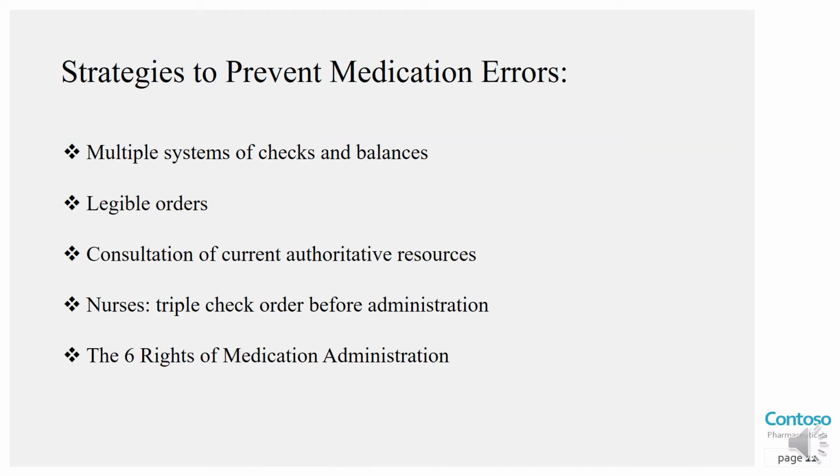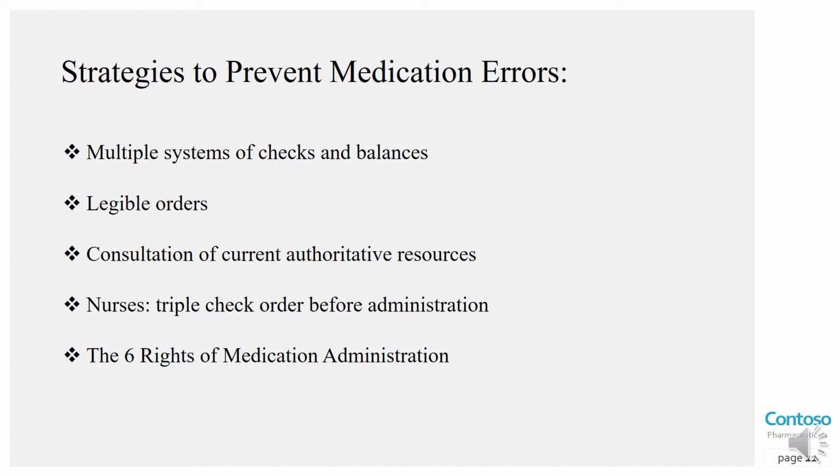So, some strategies to prevent medication errors. You need to make sure that you have multiple systems of checks and balances in place for your medications. This includes the nurse's triple check, the pharmacy verifying the medications for you, verifying the order, med reconciliation. All of these are multiple systems of checks and balances for medication safety. You need to make sure that your orders are legible. You need to make sure that you can read them. As I stated before, if you are unable to read your orders, you do need to contact the provider for order clarification.